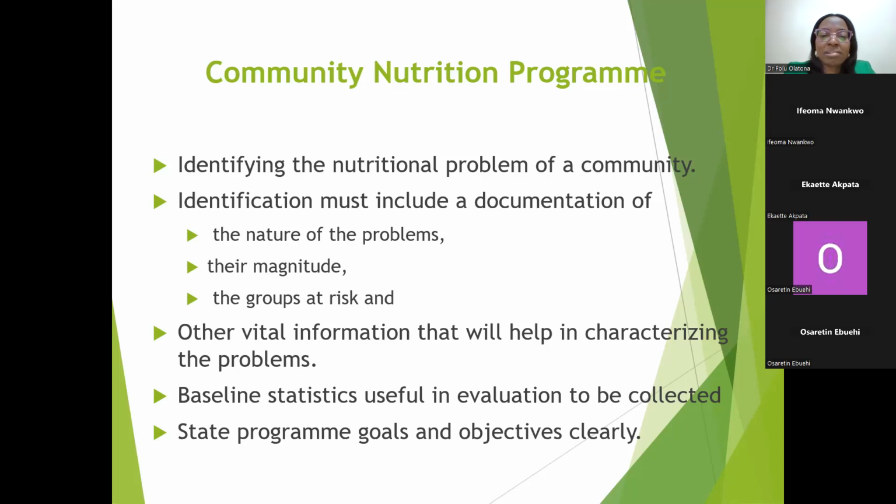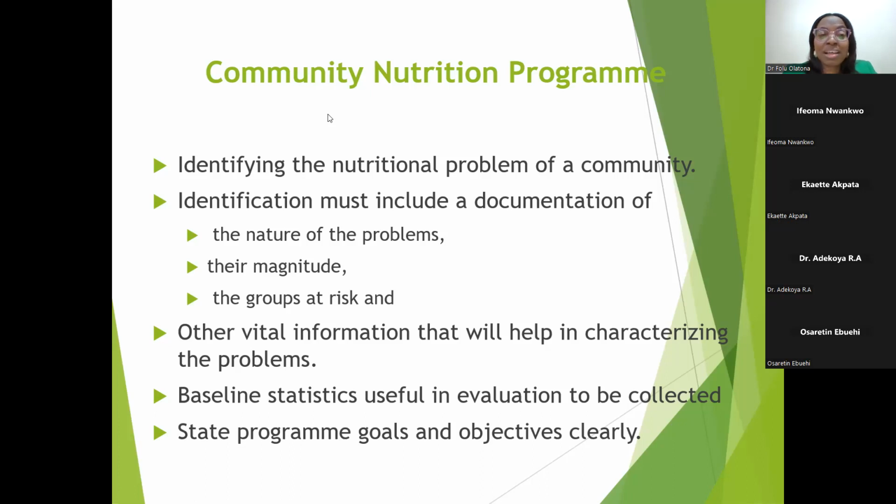The next thing is documentation. Having known the problem in the community, then you must document the problem. And that process, you analyze the nature of the problems, the magnitude. Then you identify the groups that are mostly at risk. So for nutrition, which group of people do you think have the highest risk? I want somebody to answer. Children. Children, followed by? We have under 5, yes. Under 5 children. Followed by women of childbearing age. Thank you. Pregnant women. Yeah. Women of childbearing age generally.